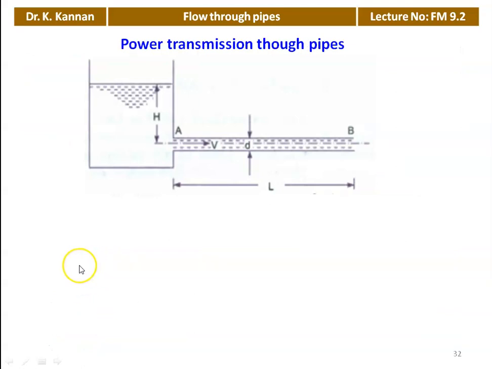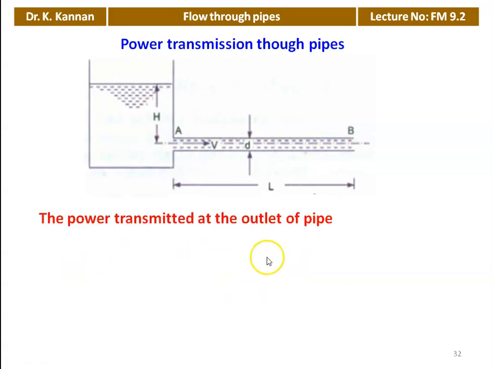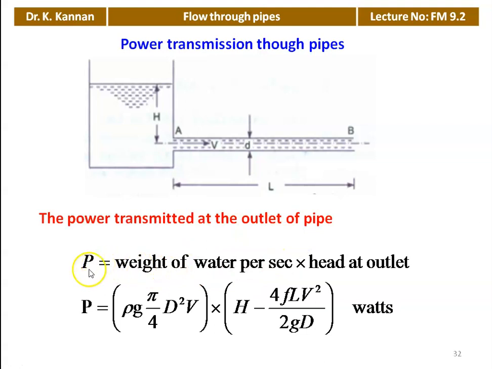And the power transmission through the pipe. When the water is flowing through the pipeline, what is the power transmitted that we have to calculate? The power transmitted at the outlet of the pipe, P, is equal to the weight of the water per second times the head at the outlet. The weight of the water is rho into g into pi by 4 D square into V. Mass into acceleration due to gravity is the weight, and mass is equal to rho A V, so rho into pi by 4 D square into V is the mass.